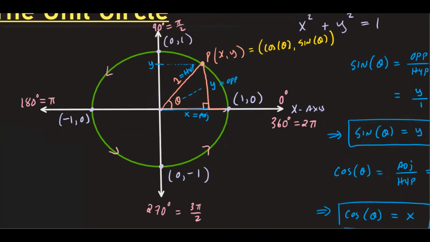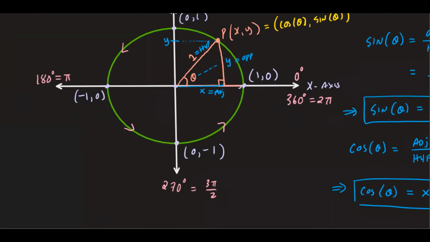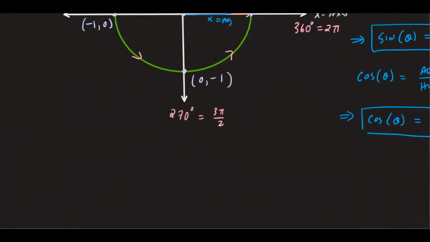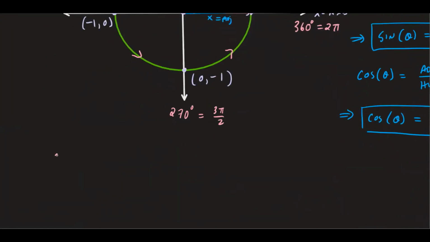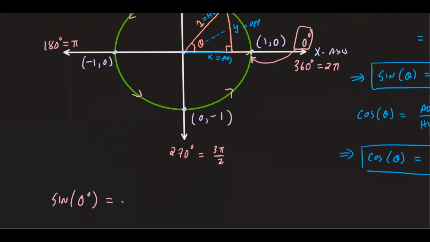Now, what if I want to use the relationship of sine and cosine for this unit circle? So what if I want to evaluate, say, what is sine of 0 degrees? Well, I will be looking at the 0 degrees on the unit circle. So 0 degrees is right here, and the point that corresponds to it is this one. And I know by definition, sine is the y coordinate. So the y coordinate of 0 degrees is 0. So therefore, sine of 0 degrees is 0. So that's the exact value.